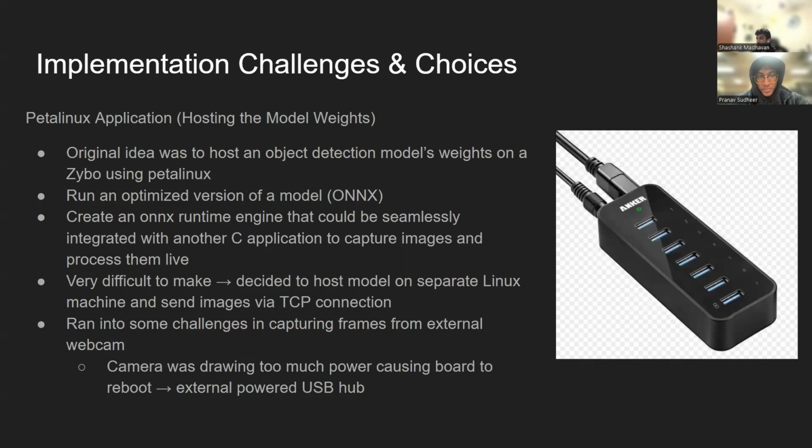So, some implementation challenges and choices. The first main challenge was the Petal Linux application. The first idea that we had was to host the model weights directly on the Zybo board. However, there are a lot of problems with that. First off, models are pretty computationally expensive, so we wanted to make an optimized version. That meant we use something like ONNX. We convert the weights to ONNX weights in order to make them more optimized. But this would mean we also need to make an ONNX runtime engine on the Petal Linux application itself, so that we could integrate it with other C applications to capture images and process them live.